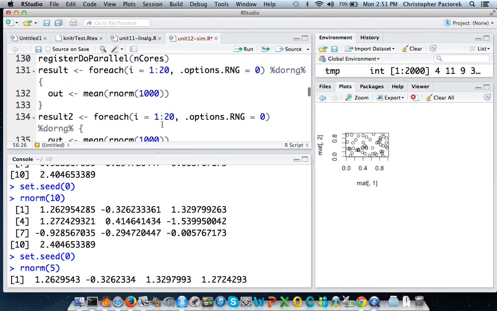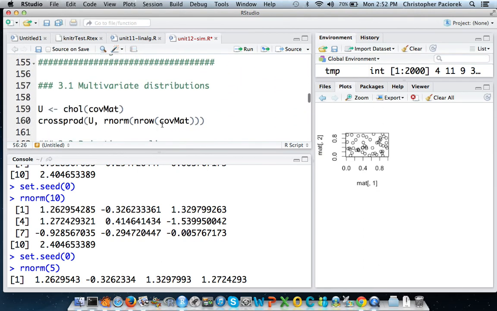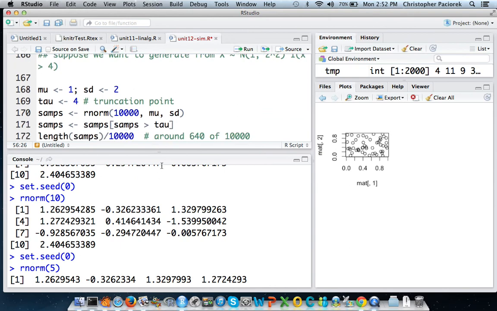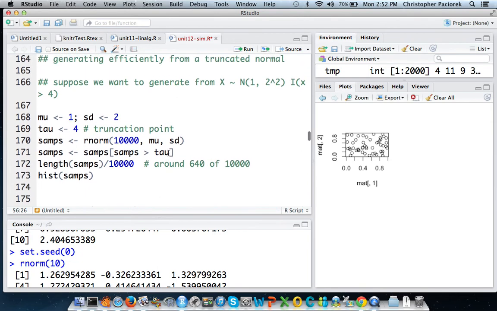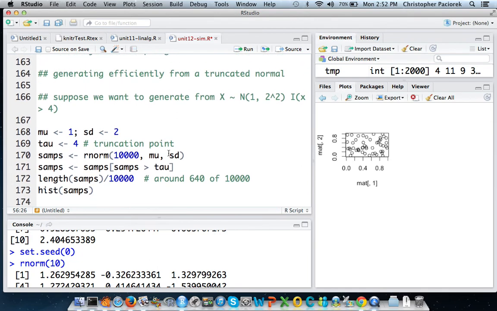Okay, so that was all the parallel random number generation stuff. Okay, so here the example is, and this is a well-known example in statistics. Suppose we wanted to generate from a normal distribution, but from a truncated version of this distribution, where we want to generate from the normal constrained to be bigger than some cutoff, which I'll call tau. So I want to basically generate from the tail of the normal.